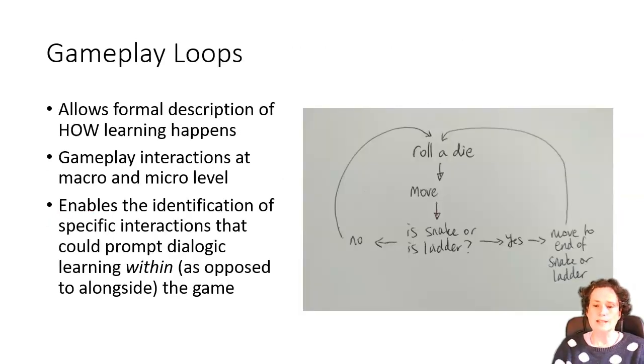If you don't know what a gameplay loop is, it looks something like this. Here's one for snakes and ladders. That's just a really simple example. They can be this simple.